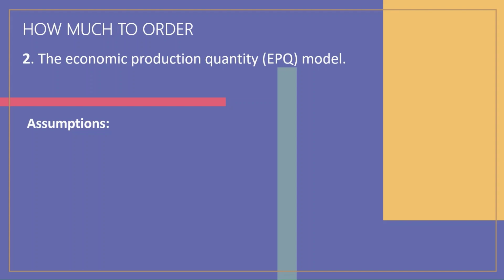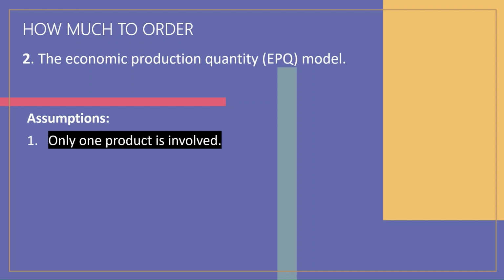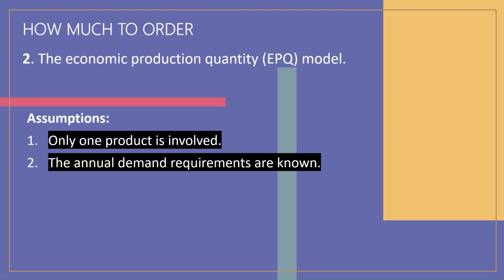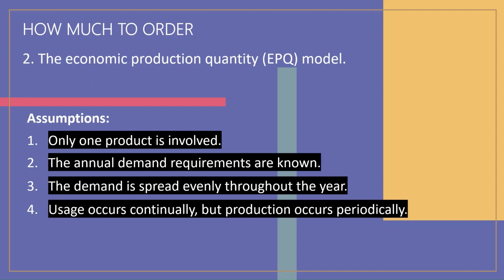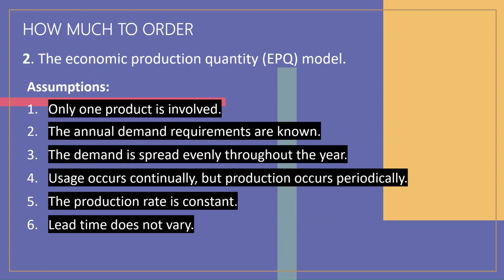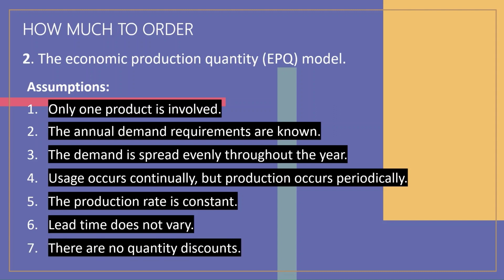The assumptions are: only one product is involved. The annual demand requirements are known. The usage rate is constant. The usage occurs continually, but production occurs periodically. The production rate is constant. Lead time does not vary. And there are no quantity discounts.